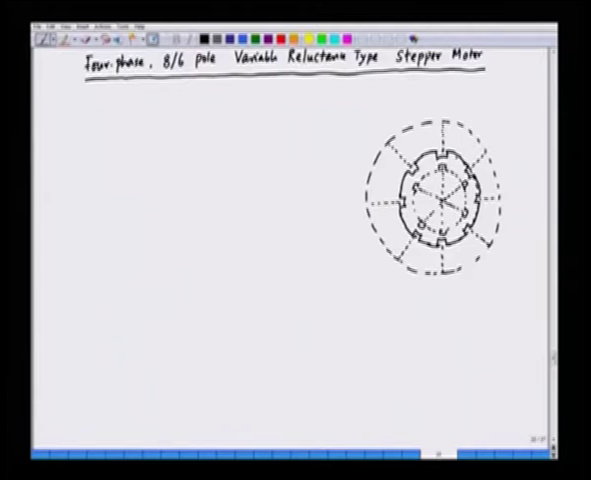Now, we can name the rotor poles also. We can call these 1, 2, 3, 4, 5 and 6. This is pole 1, pole 2, pole 3, pole 4, pole 5 and pole 6. So, we can complete the rotor structure here. This is the rotor structure.